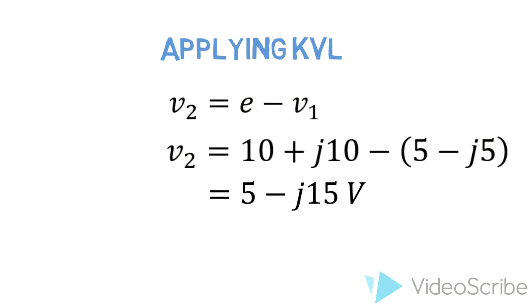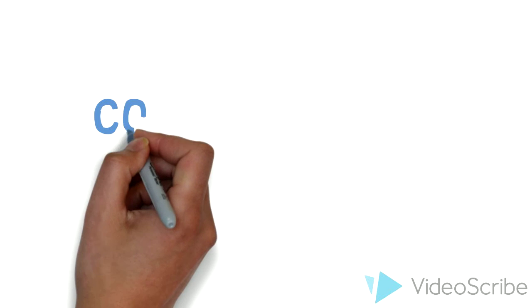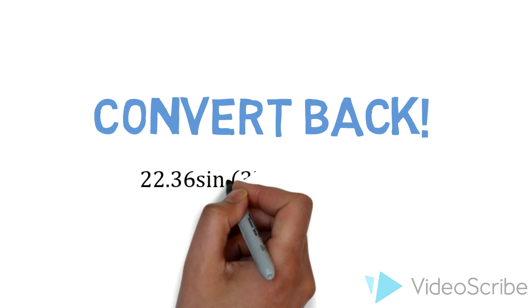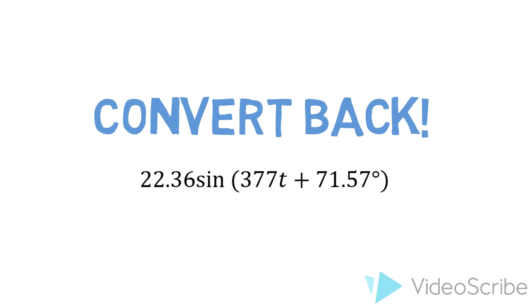Then using the exact same process but in reverse, we can eventually convert back. This gives us this equation here, which is the waveform across the resistor.